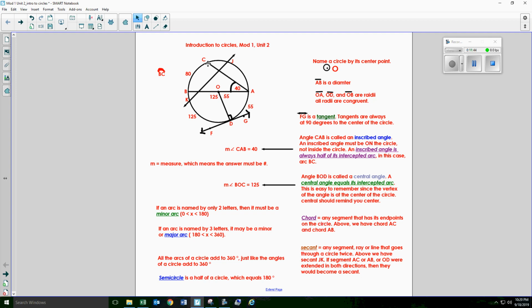And then that would be 280 degrees because we had that as 80. 360 minus the 80 is 280. Okay, and that would make sense. It's between 180 and 360. So that's called a major arc.